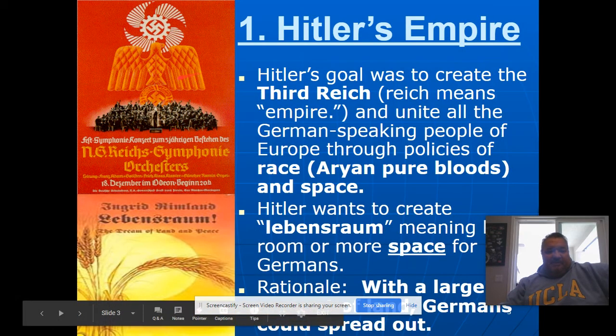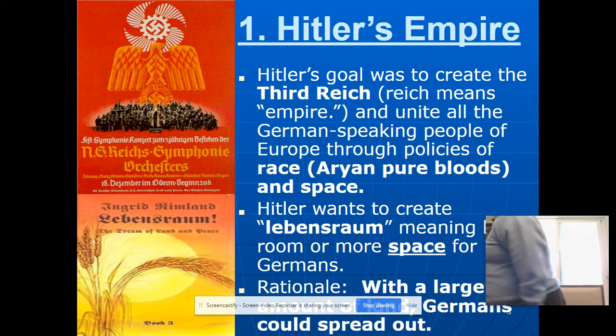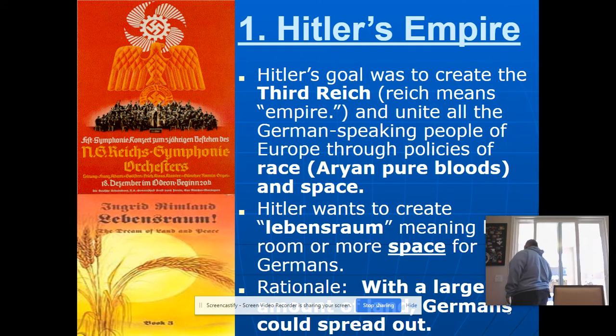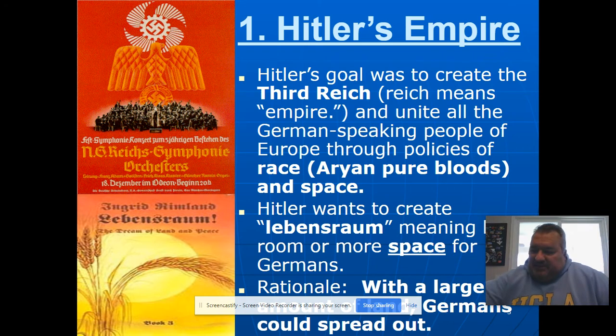Okay, Hitler's Empire. Here we see Hitler's goal was to create the Third Reich. Reich means empire. Hitler's main goal, at least so he stated, was to unite all the German-speaking people through policies of race and space.